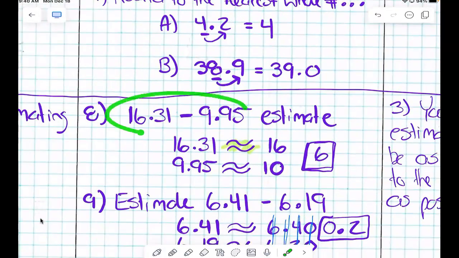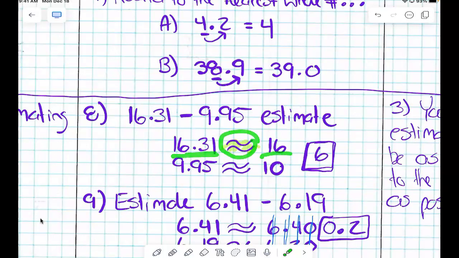We said that this estimate, 16 and 31 hundredths minus 9 and 95 hundredths, was 6. Because 16 and 31 hundredths is about what? What does this squiggly equal sign mean? Close to or about. I need everyone answering me though here. So 16 and 31 hundredths is about 16. What is 9 and 95 hundredths about? 10. So what's the difference between 16 and 10? 6. Remember, we're trying to find the difference. Subtracting, right?